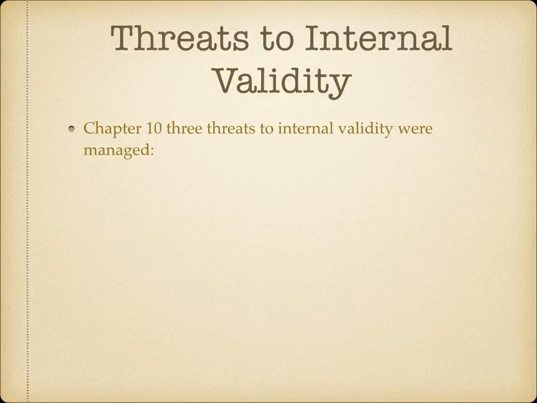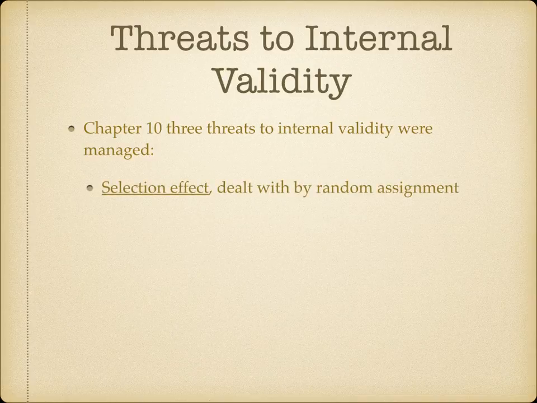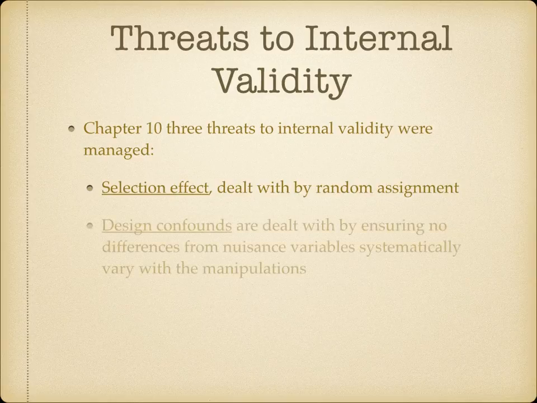Now, in Chapter 10, three threats to internal validity were managed. The selection effect. We deal with that by random assignment, with whether or not we get different kinds of persons in one condition versus another condition. By randomly assigning them, we handle it. Then we're going to speak about a special version of selection effect in a little bit.